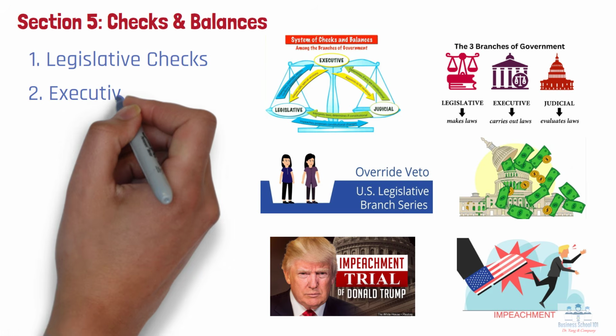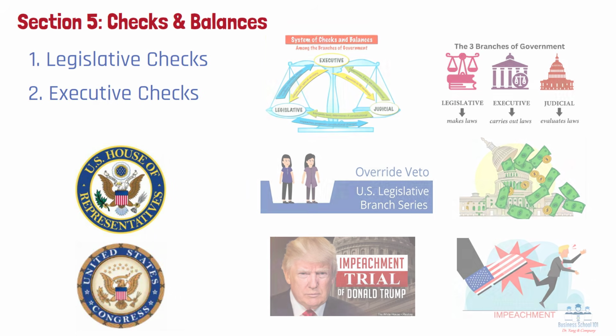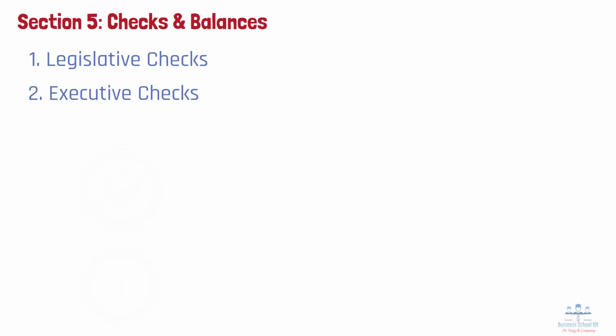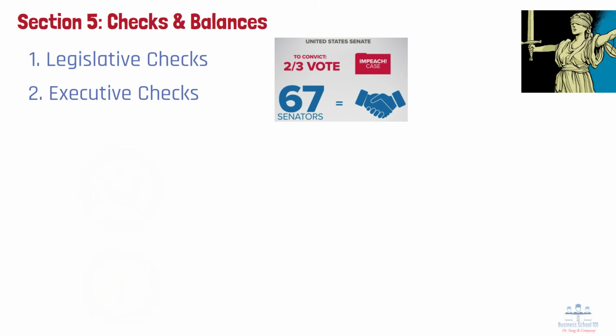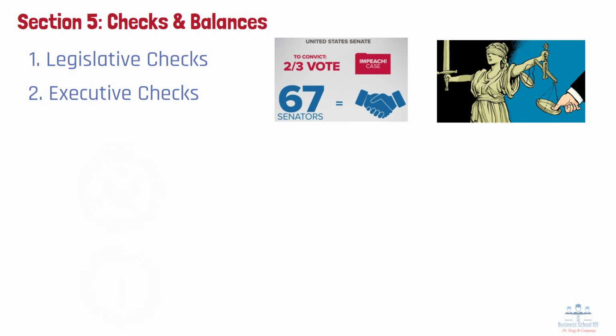Part 2. Executive Checks. The President can check Congress by vetoing legislation, preventing it from becoming law unless Congress overrides the veto with a two-thirds majority. The President also wields influence by appointing federal judges, including Supreme Court justices, although these appointments require Senate confirmation.